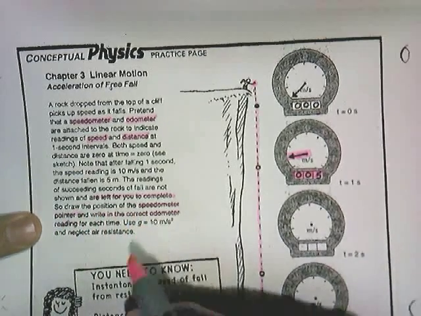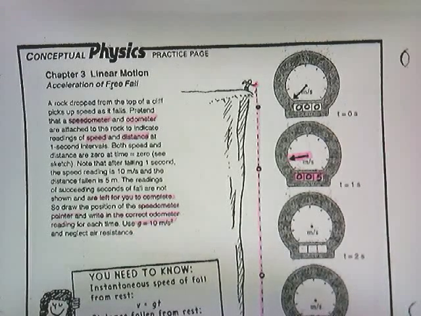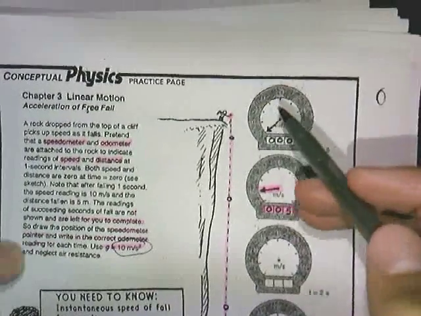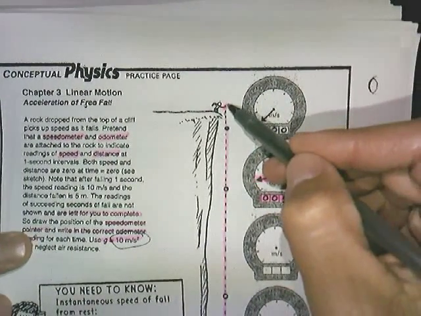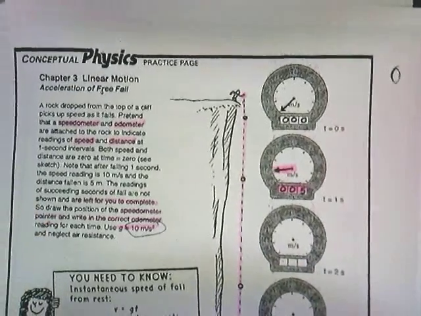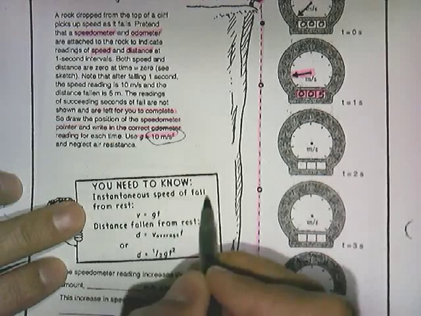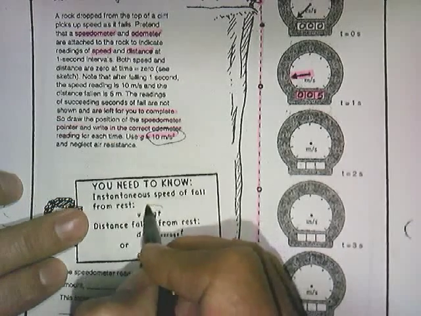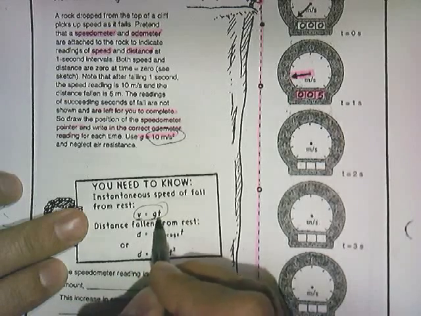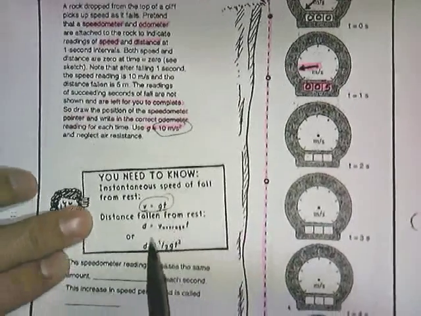Use g of 10 meters per second squared. Very key value here, that we will be using 10 meters per second squared. Objects that are accelerating towards the Earth are accelerating at 10 meters per second squared. So here are two equations. The instantaneous speed of fall from rest, the velocity, is equal to gravity times time. So v equals 10 meters per second squared times the number of seconds it fell.